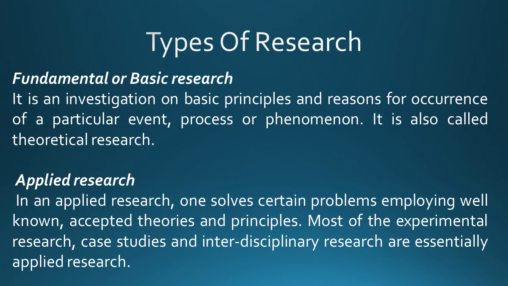There are two main types of research. 1. Fundamental or basic research. 2. Applied research. Fundamental or basic research. It is an investigation on basic principles and reasons for occurrence of a particular event, process, or phenomenon. It is also called theoretical research. Applied research. In an applied research, one solves certain problems employing well-known, accepted theories and principles. Most of the experimental research case studies, and interdisciplinary research are essentially applied research.